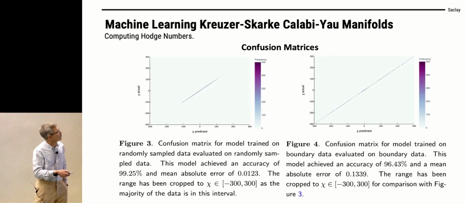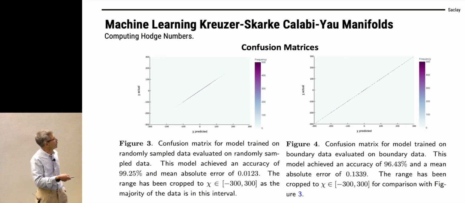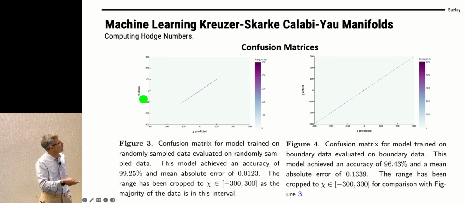Here are some further results, now for the Euler number, where the confusion matrices are showing, between predicted and actual, that it's very good. There are 2 sets of data that I'm not going to go into the details of because I wanted to get to some of the other parts.